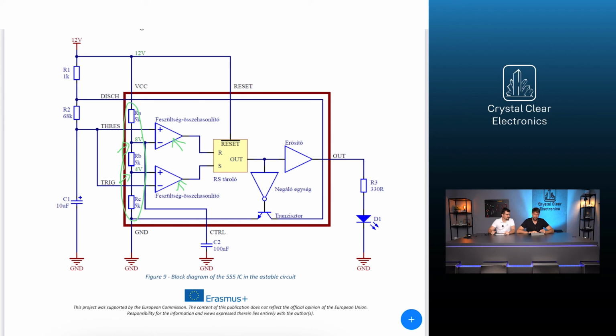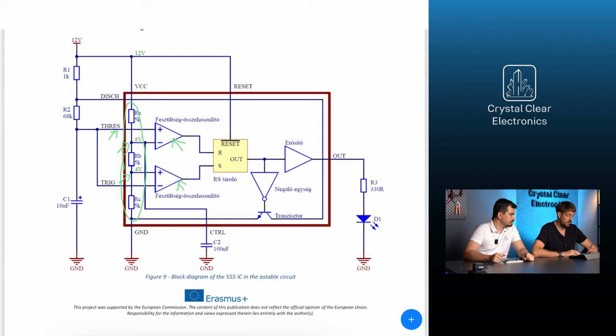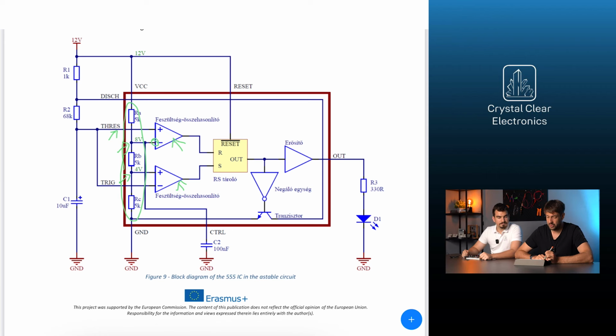The IC thresh terminal, or threshold, is connected to the positive input of one of these modules, and its negative input is connected to the resistor divider's 2/3 point. So this comparator will have an output of 1 if the voltage on the thresh pin is greater than 2/3, in our case, greater than 8 volts.